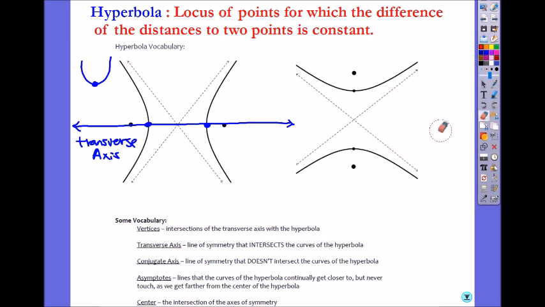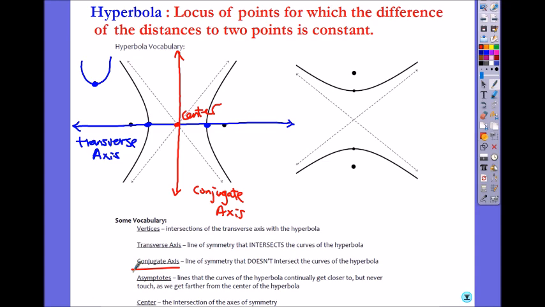The next axis is called the conjugate axis. It's perpendicular to the transverse axis, and it goes through the center, right in the middle. This is the center. So you know now that's a center. And this is called a conjugate axis, right here. With either the conjugate axis or the transverse axis, the hyperbola becomes symmetrical. You see how they're all symmetric?